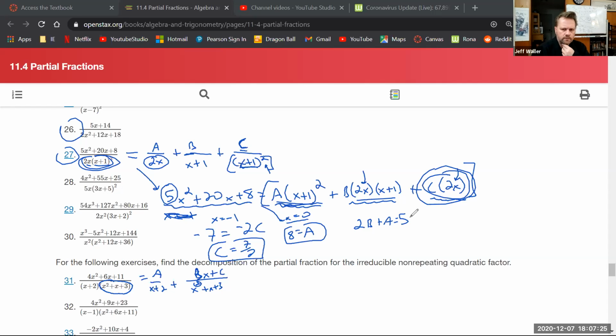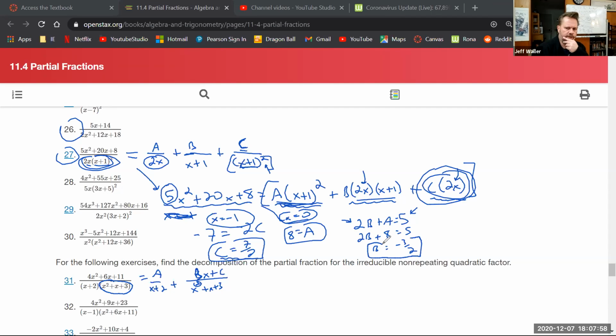Do you see that? So I'm doing a combination of things. I did the pick a value for x and then figure out a letter from that. And now I'm going to do the equating coefficients thing, but I've only got to write one relationship down, and I picked the easiest one to see. Now I can say 2b plus 8 equals 5, right? Because I know a is 8. So then b has to be subtract 8 divided by 2, negative 3 halves.